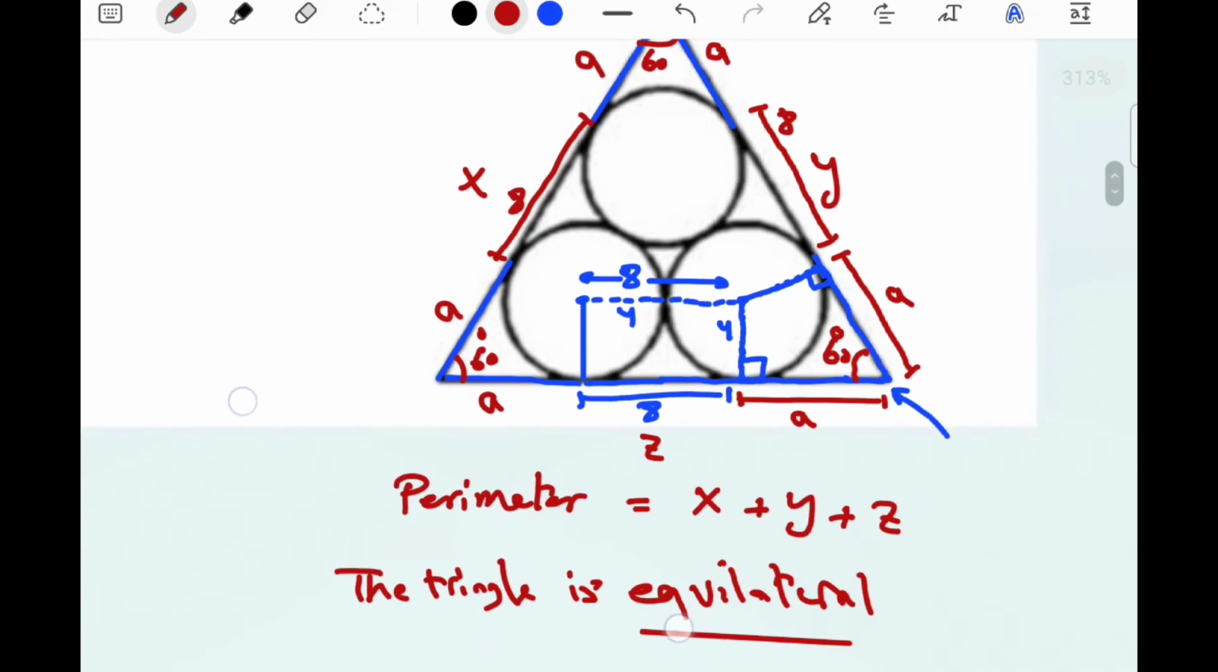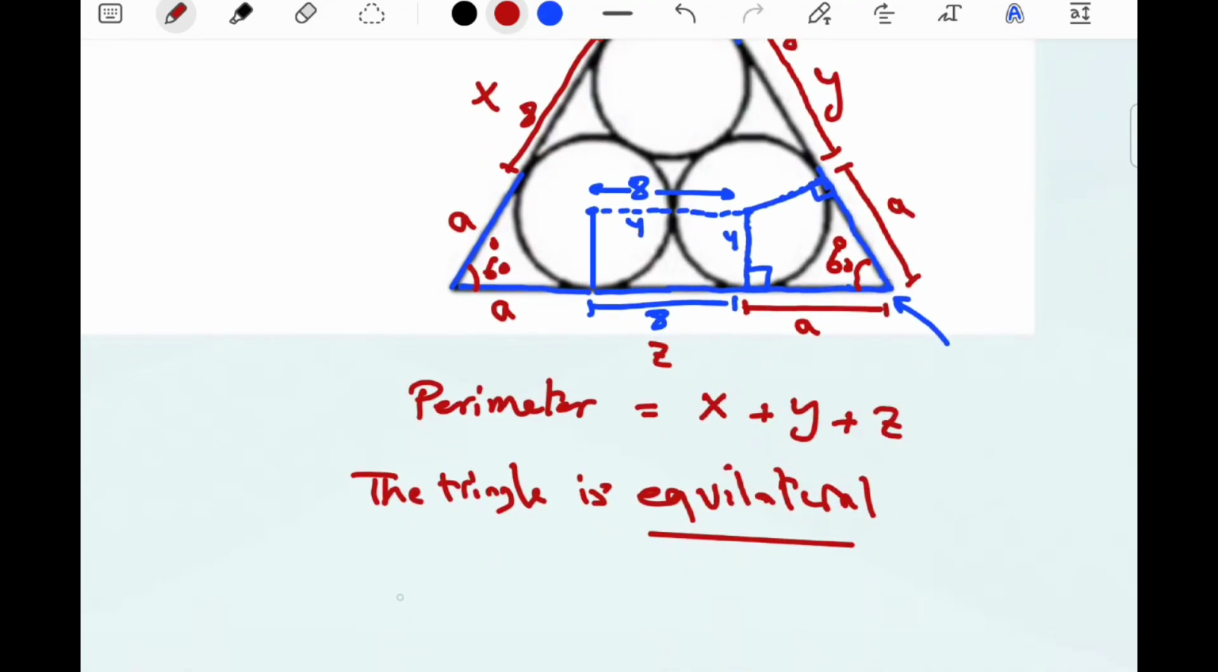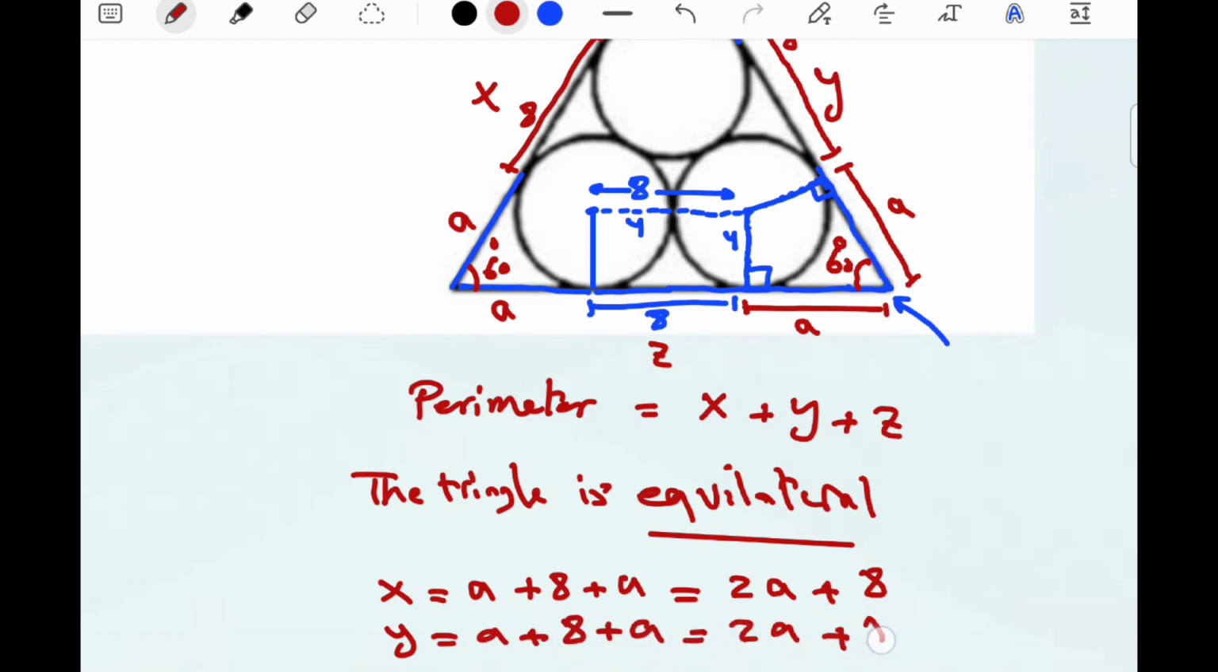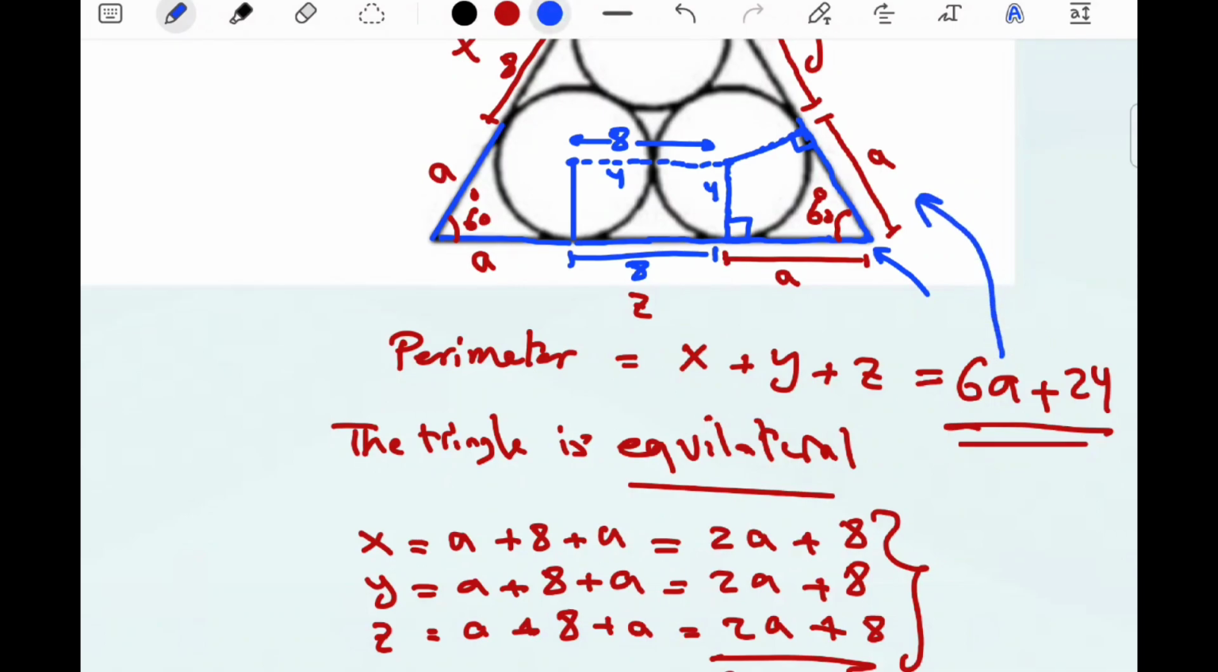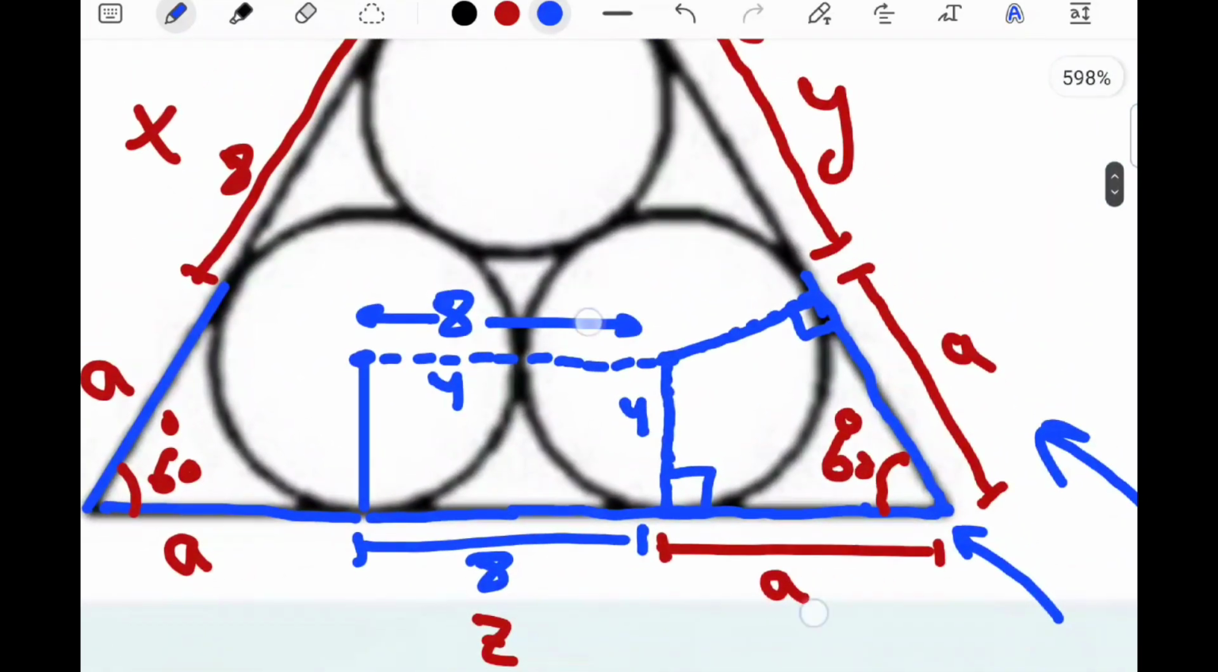All right. In this case, because all these lengths are equal, x is equal to a plus 8 plus a, which is 2a plus 8. The same thing with y, a plus 8 plus a, which is 2a plus 8, and z equal to a plus 8 plus a, which is equal to 2a plus 8. So if you add them up, you have 6a plus 24. Now if we find the value of a, then we can find the perimeter. So let's again focus on this part.